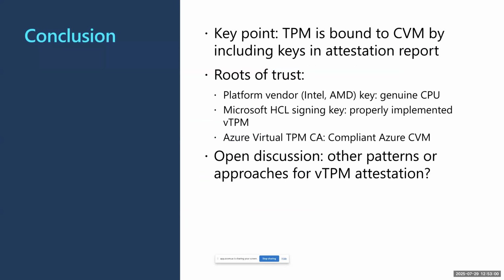So what I wanted to show is our architecture and how we've bound the TPM to CVM evidence by using the platform attestation report. We've gone through the roots of trust, which include the platform vendor key, Microsoft's HCL signing key, and optionally the virtual TPM CA for the CA hierarchy that we include the TPM keys in, as well as, as we've discovered through the talk, other services like Azure Key Vault and Azure Attestation and our remaining closed source OpenHCL bits.